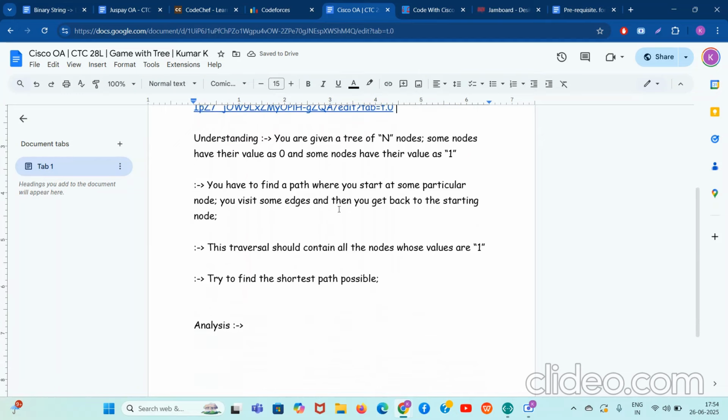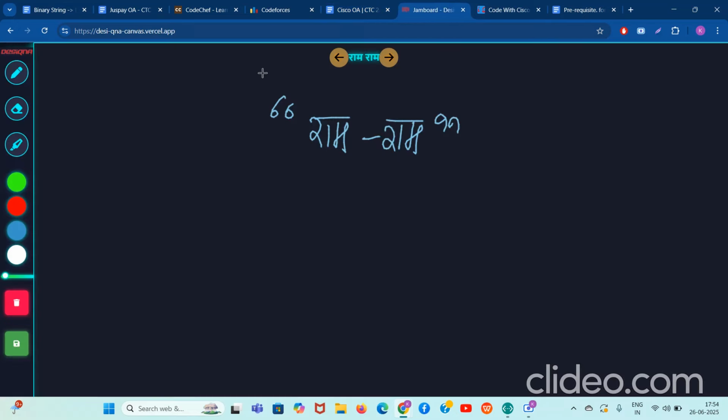Okay, so now I assume you know everything about trees, so let me draw some tree and try to tell you what they are trying to tell. They are saying that a tree like this is given to you. A tree is given to you.